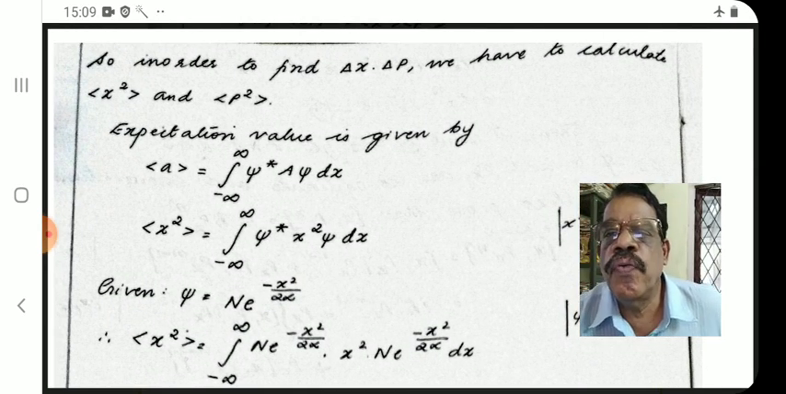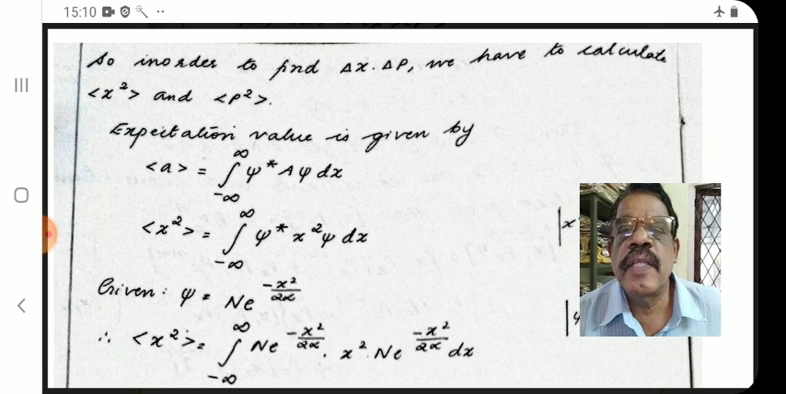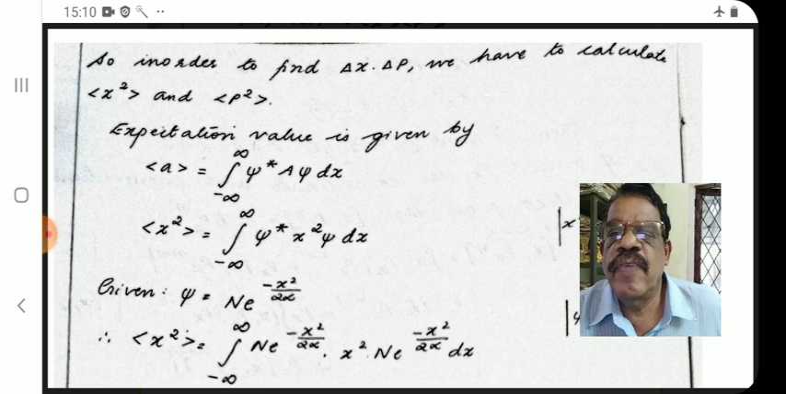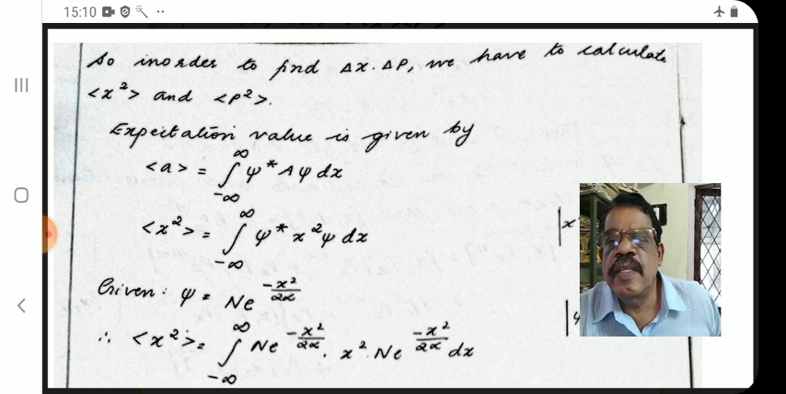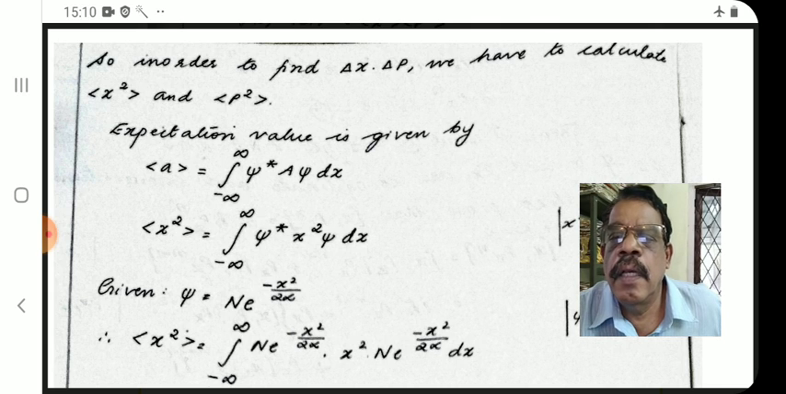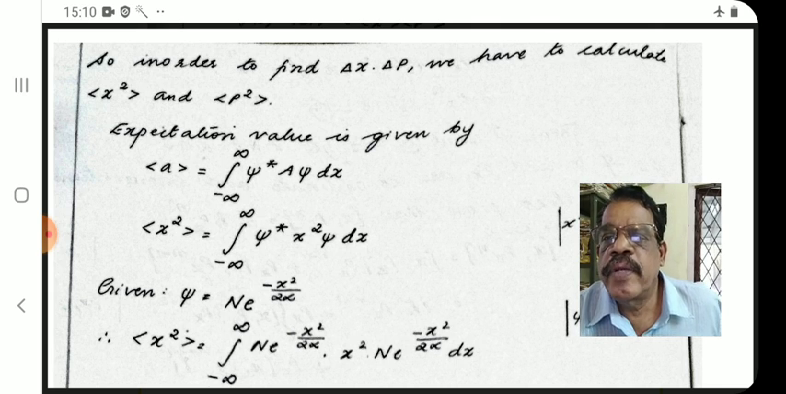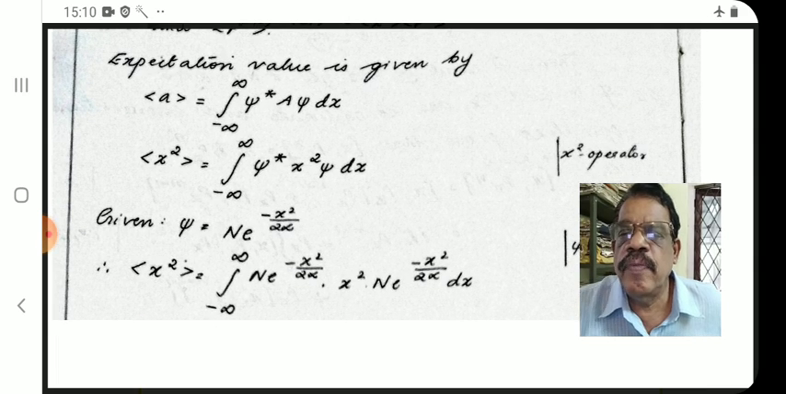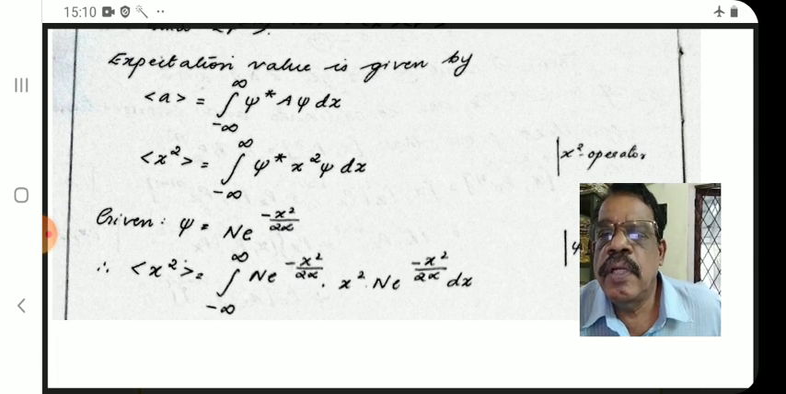So, in order to find delta x into delta p, we have to evaluate expectation x square and expectation p square. How will you evaluate expectation? The expectation value of A is the integral from minus infinity to plus infinity of psi star A psi dx. That is, the expectation of x square is the integral from minus infinity to plus infinity of psi star x square psi dx. Given psi, the wave function given in the question, psi is equal to N e raised to minus x square by 2 alpha.